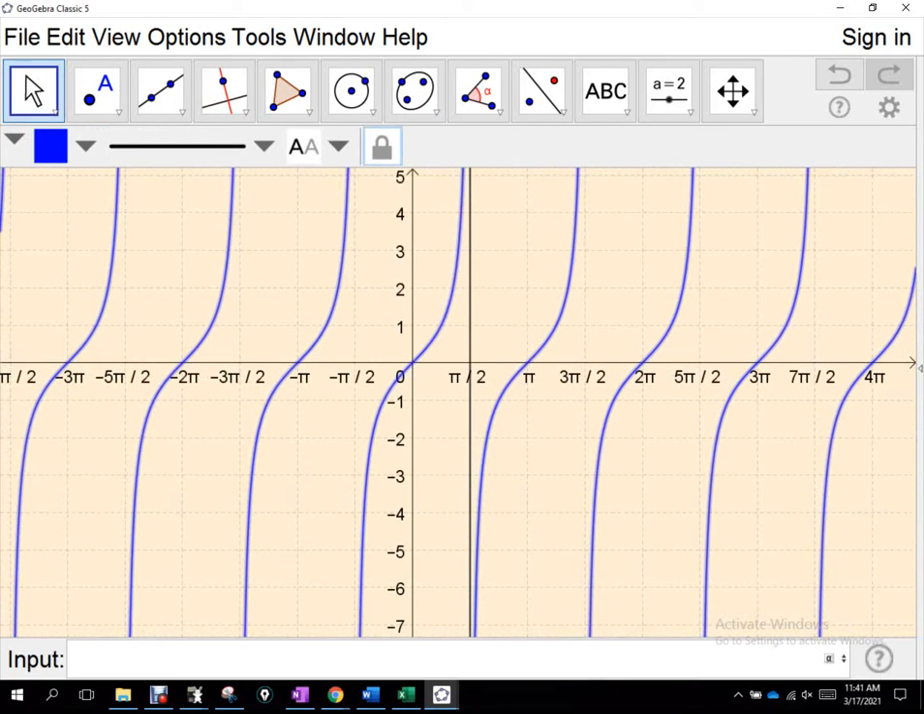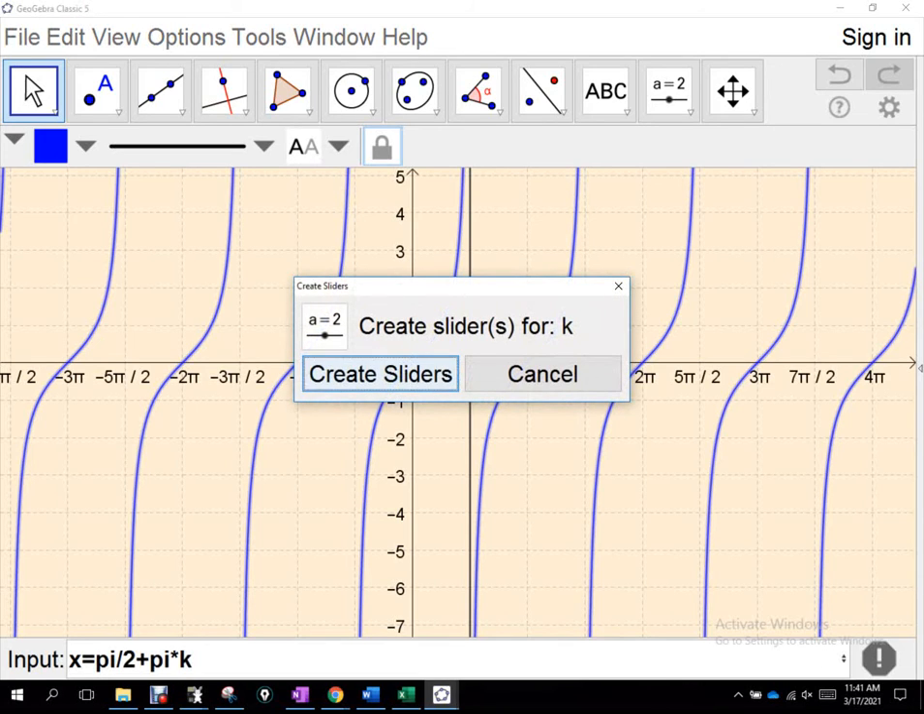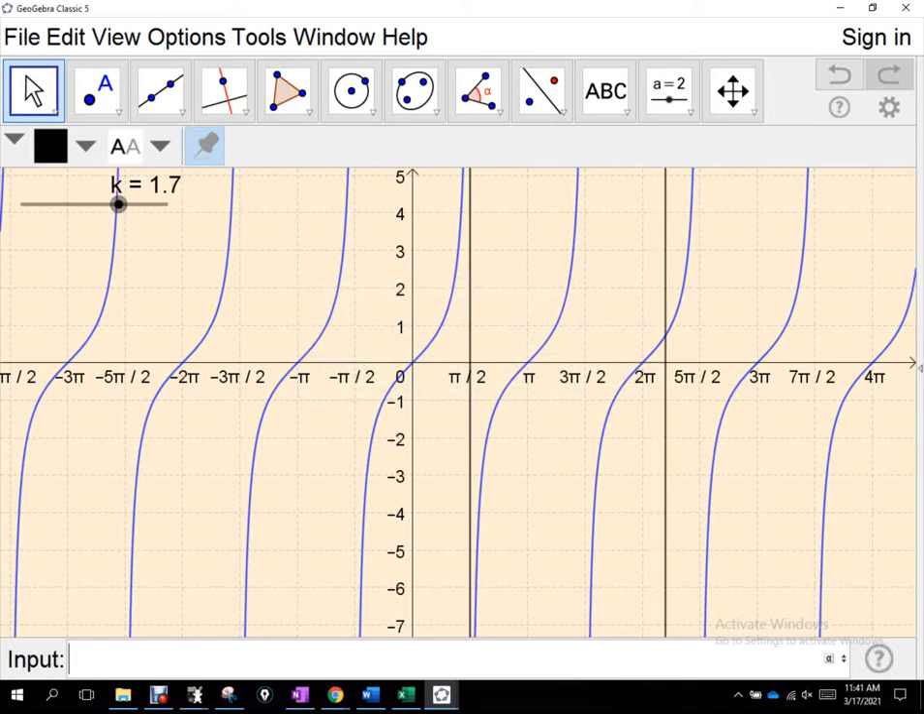But I can say that the first asymptote starts at pi over 2, right? What's the period for the tangent function? Plus pi. So if I add pi, I can get that one, right? But if I add pi again, I get that one. And I add pi again, I can get that one, right? So I'm adding multiples of pi. So I'm just going to take pi, multiply it by k, and then it's going to ask me to create a slider for k. What should I let k be so that it gets in those asymptote positions correctly?